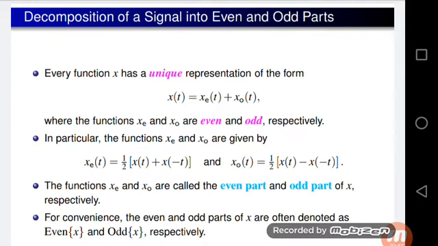x of t equal to xe of t plus xo of t, where xe is the even part and xo is the odd part. In particular, the functions xe and xo are given by xe of t equal to half of x of t plus x of minus t, and xo of t is equal to half of x of t minus x of minus t.